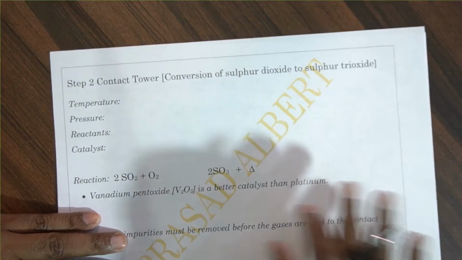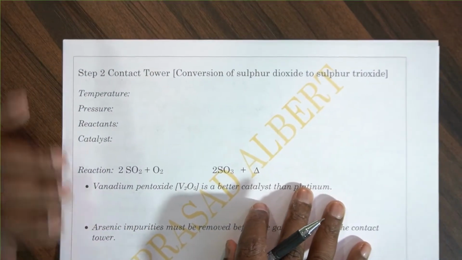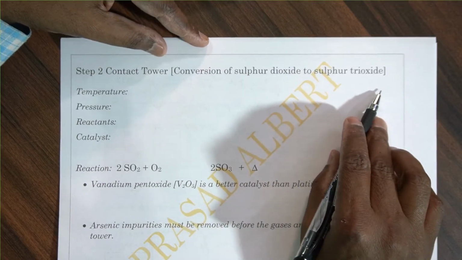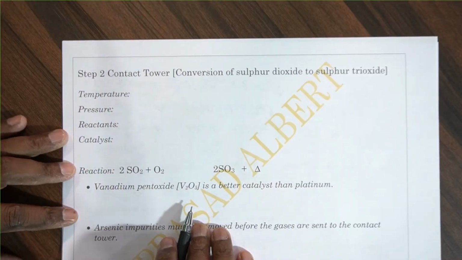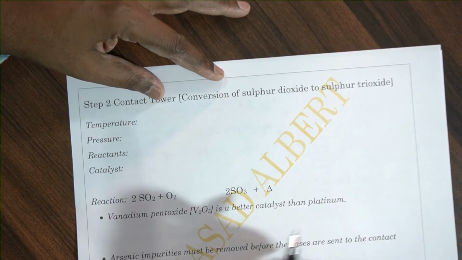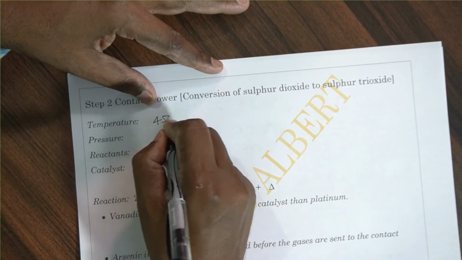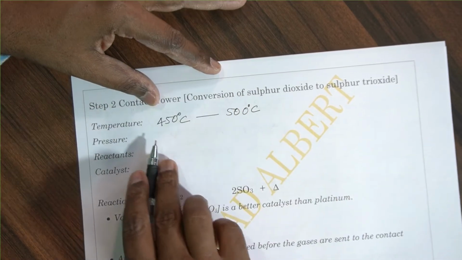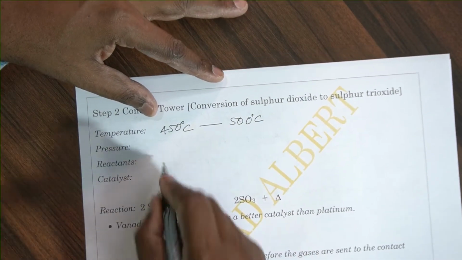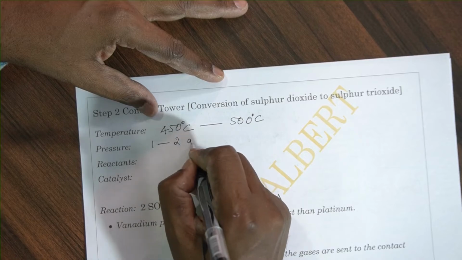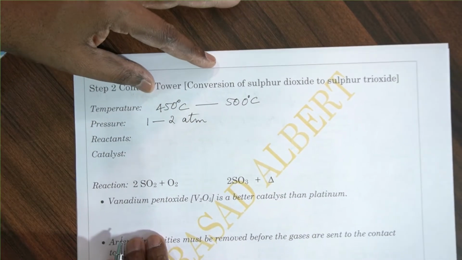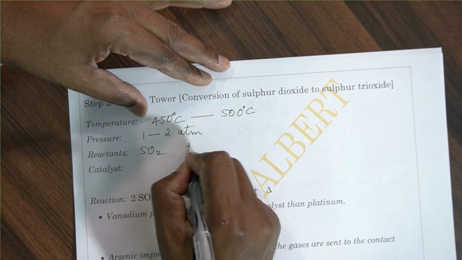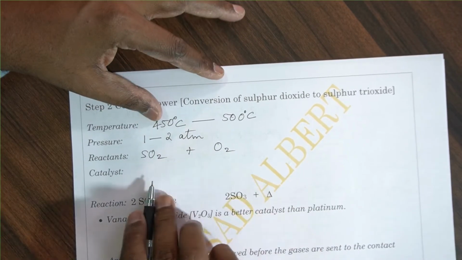Step number 2 is the contact tower. What we do in the contact tower is conversion of sulfur dioxide to sulfur trioxide. We have got sulfur dioxide now by roasting. Now we will convert this to sulfur trioxide. What is the temperature involved? The temperature is 450 degrees Celsius to 500 degrees Celsius. An optimum temperature range is there, and it should be maintained within this. And a pressure of 1 to 2 atmospheres is also maintained here. The reactants here are SO2 and oxygen, two gases.